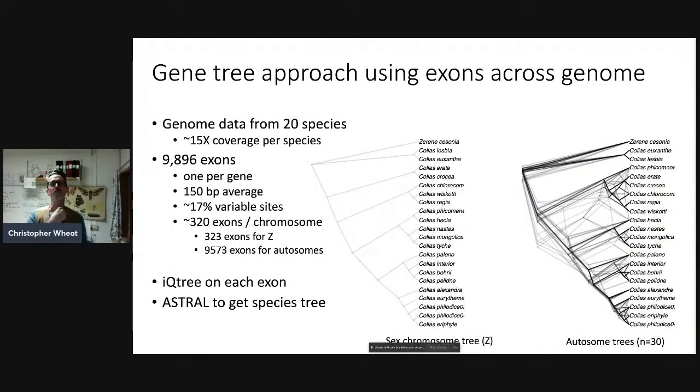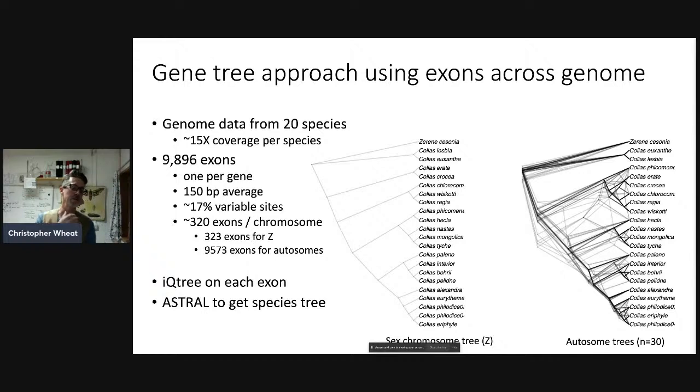So we used a gene tree approach using individual exons of genes from across the genome. That way I was getting blocks that were not likely to have recombination within them, and getting multiple independent blocks like that. I used about 9,000 exons, one per gene, on average about 150 base pairs. I filtered a little bit for variable sites.